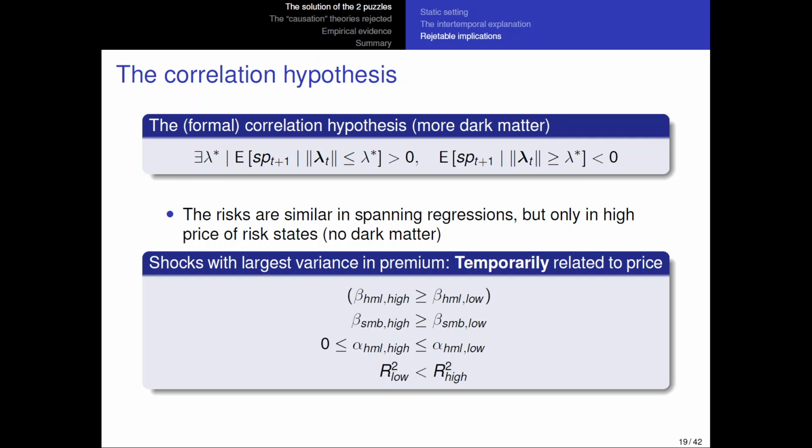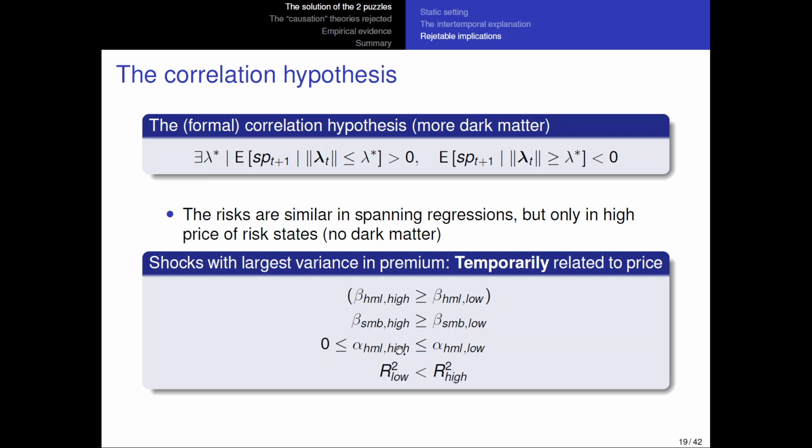What needs to happen then? First of all, if you run a spanning regression, there must be a very strong factor structure among these portfolios. So the R squared needs to be very high. The betas also need to be very high. And that's one of the points where, for this one, I actually need the dark matter. The intercept of the HML portfolio is going to be lower.